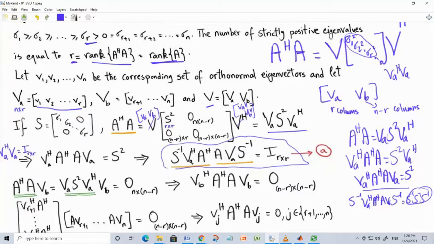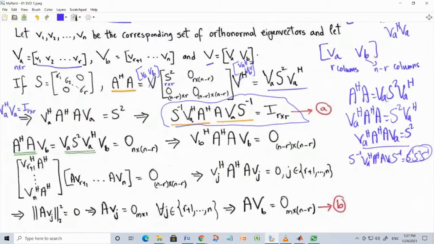Okay, so we can write down this expression. S inverse V_A Hermitian A V_A S inverse is equal to the identity of size R by R. Okay, so again, so we don't forget what the terms we have.